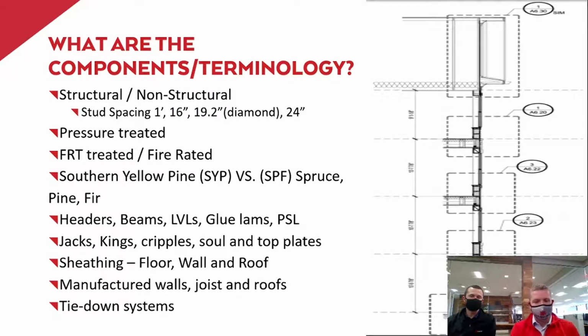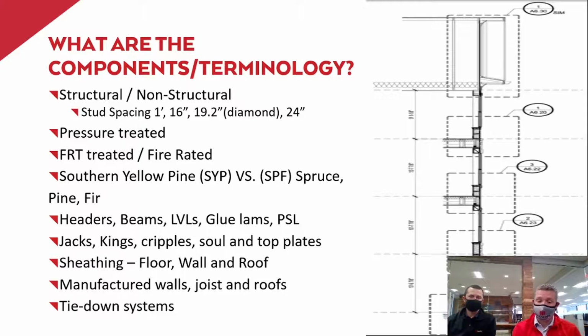Sole plates and top plates. Your sole plate will always be the bottom plate on your wall. That can either be SPF, Southern Yellow Pine, or pressure treated. If you're going on top of a concrete slab or concrete wall, it will always be pressure treated. In the heavier load-bearing walls, you may see Southern Yellow Pine, Southern Yellow Pine pressure treated. Most pressure treated is Southern Yellow Pine, but everything will be designated out in your schedules and your plans.